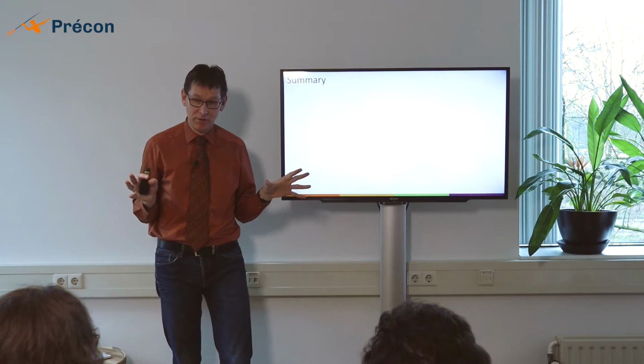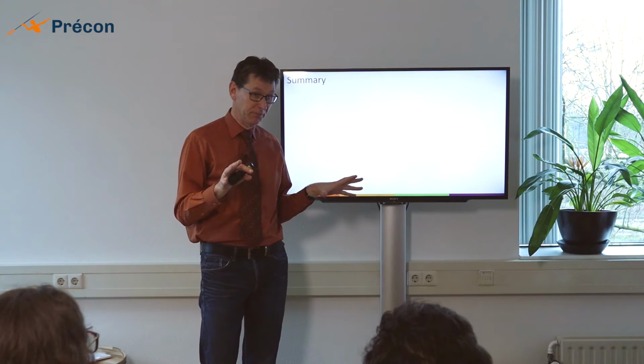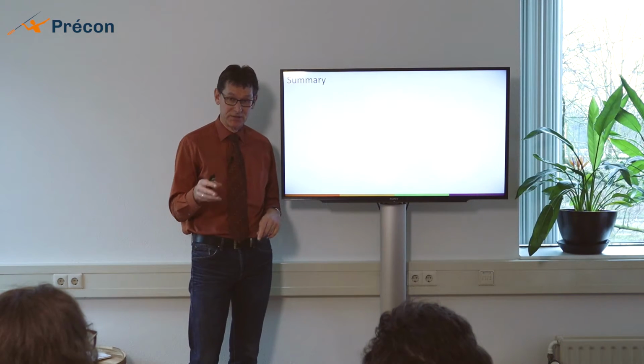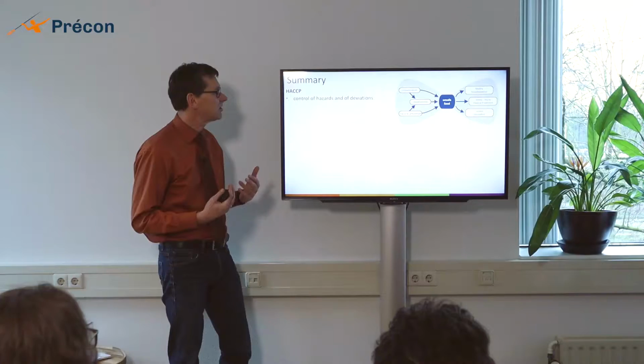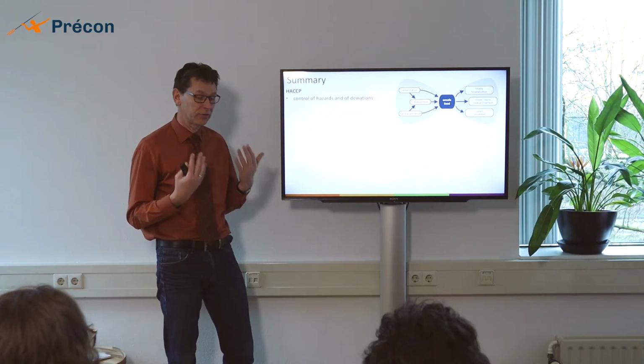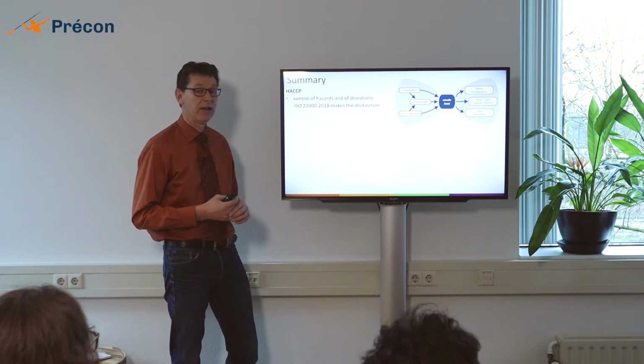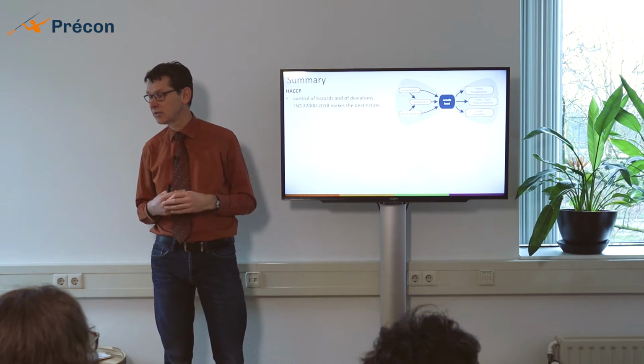Now, as a summary of all the 3 presentations that I've done on the past, the present, and the future of HACCP, there's a couple of things I'd like to say. First, the food safety bow tie made us clear on primary, secondary, and tertiary levels of control. And that's a key in the understanding of HACCP. You have to control hazards, but you also have to control deviations. And that's what ISO 22000 does.